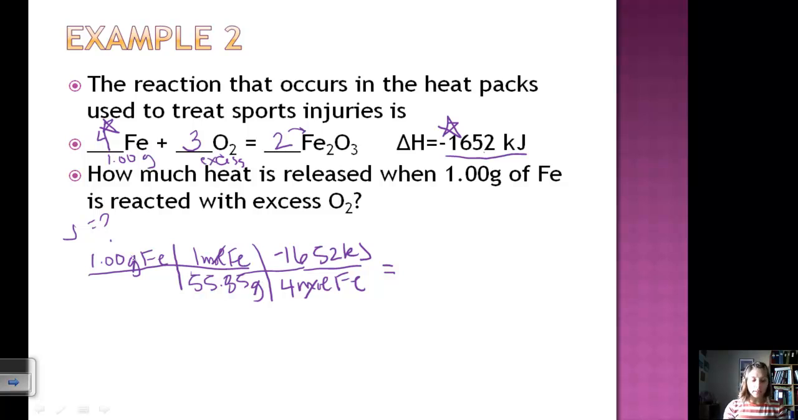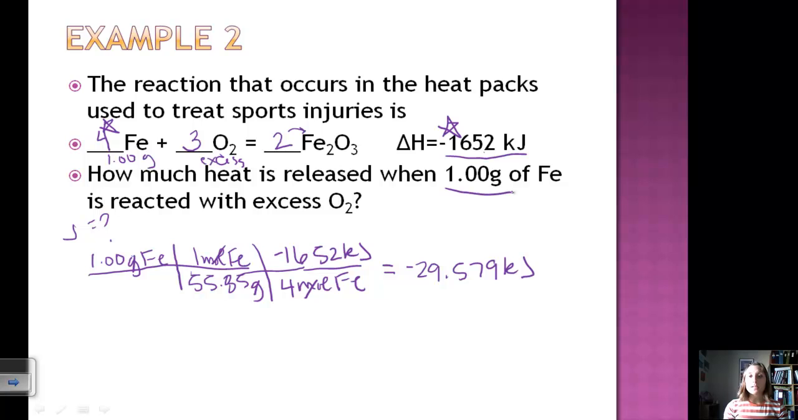And now I need to calculate. So I'm going to take my 1 divided by 55.85 because it's on the bottom. And then I'm going to multiply by my negative 1,652 kilojoules. And that gives me negative 29.579 kilojoules. Okay, let's look at significant figures.